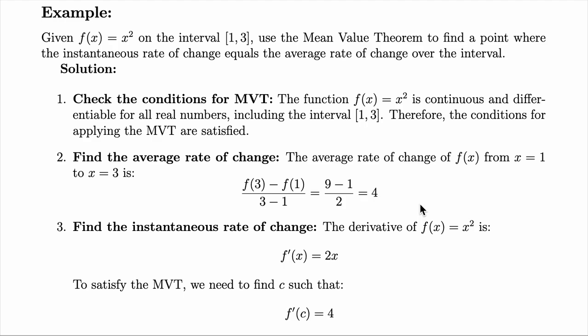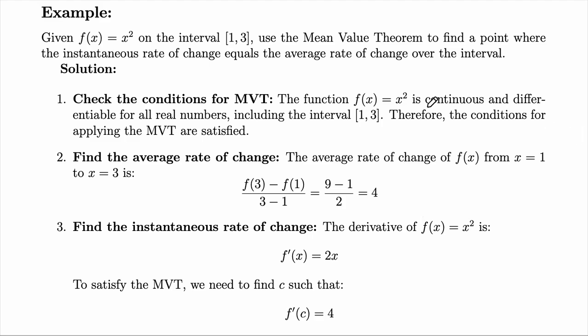Hey everyone, so this is a pretty classic example of an MVT problem. Given that f of x equals x squared on the interval 1 to 3, use the MVT to find a point where the instantaneous rate of change equals the average rate of change over the interval. First thing, we always have to check the conditions for the MVT prior to applying it.